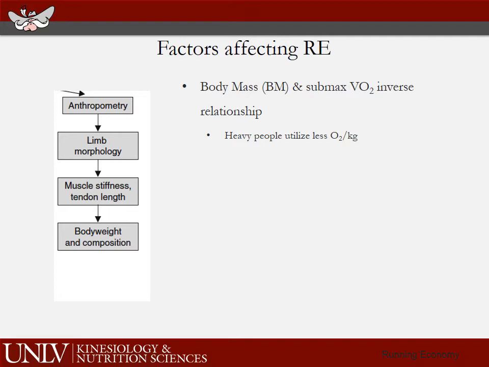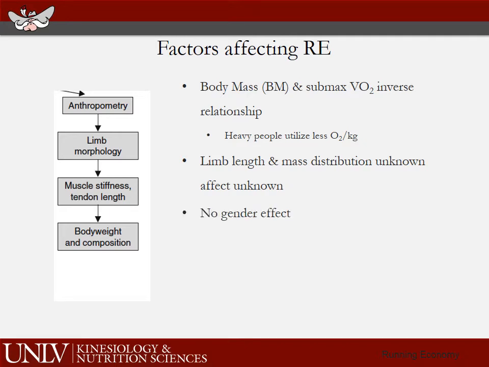Even if you have a very high muscle concentration and muscle mass, you tend to lose more oxygen because typically those people are more anaerobically trained. There's limb length and mass distribution. Those are unknown in their effect on running economy, and there are a few reasons why. Limb length, we can simply change the way we move our patterns to make it more economical and change the moment arms and the lever arms.